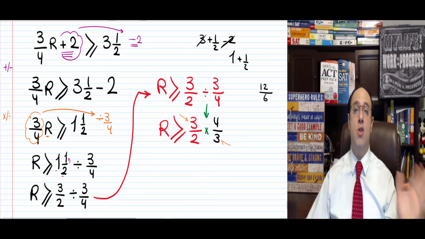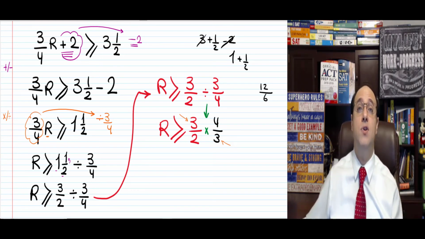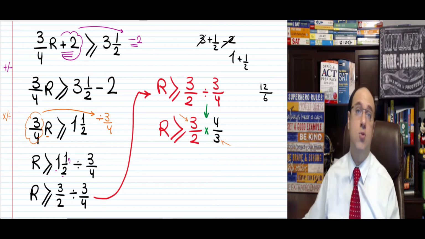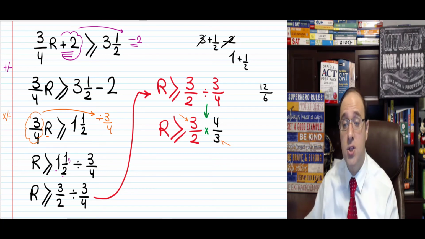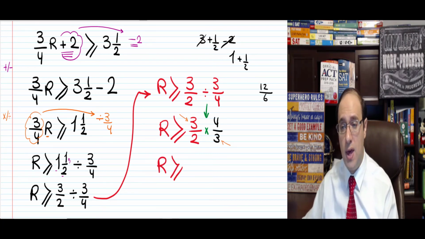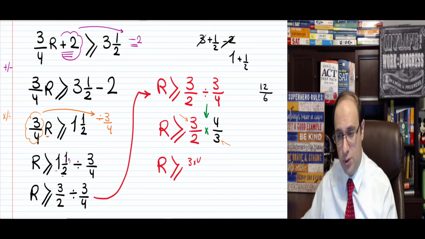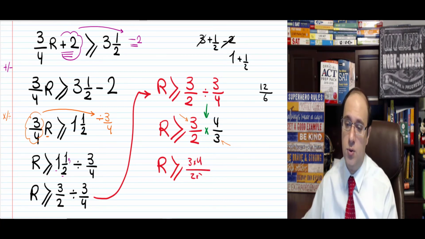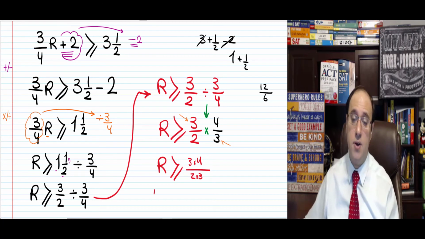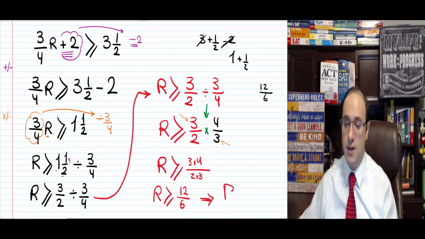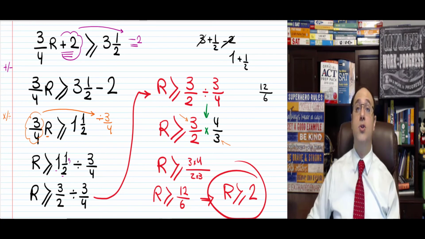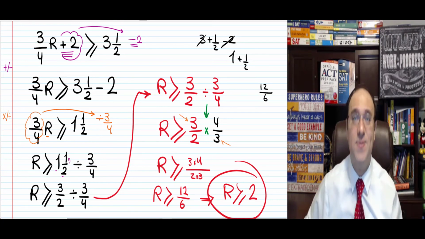I'm just going to use the normal way so I don't confuse you if you don't know how to simplify numerators and denominators yet. So r is greater than or equal to 3 times 4, you multiply the numerators, over 2 times 3, you multiply the denominators. r is greater than or equal to 12 over 6. 12 over 6 is just 2. So r is greater than or equal to 2. Okay? Super.